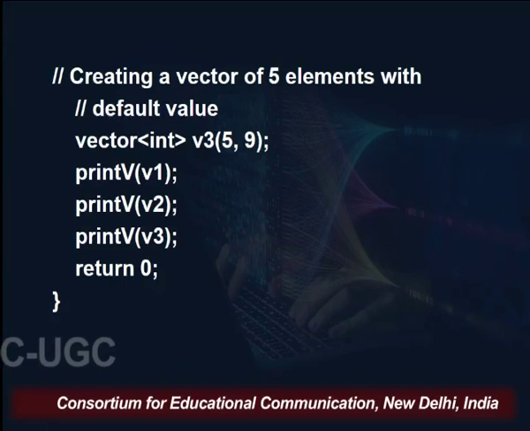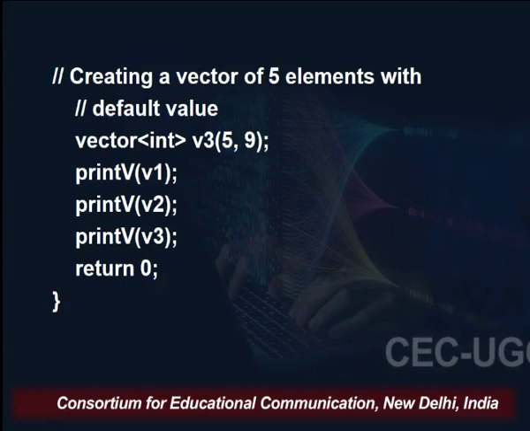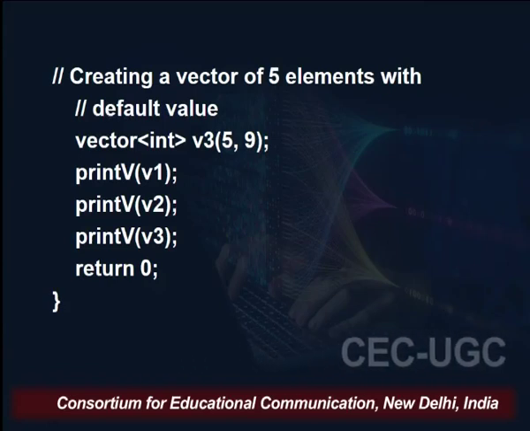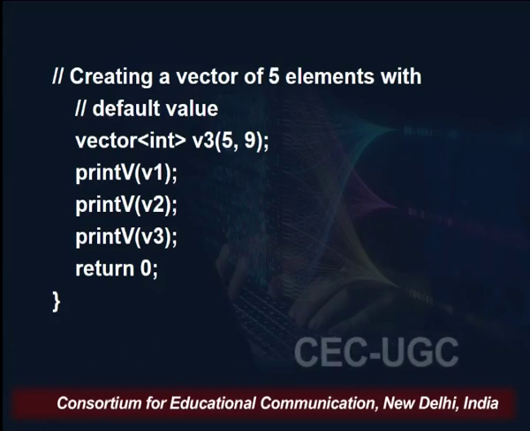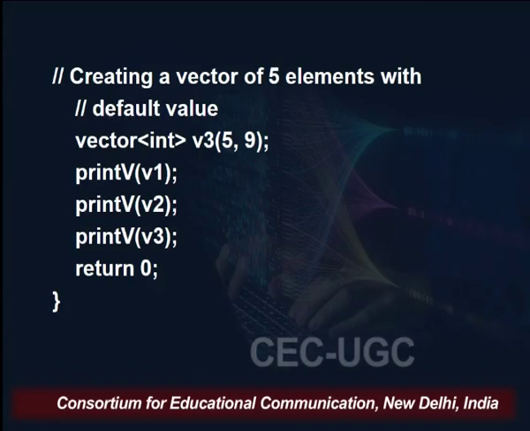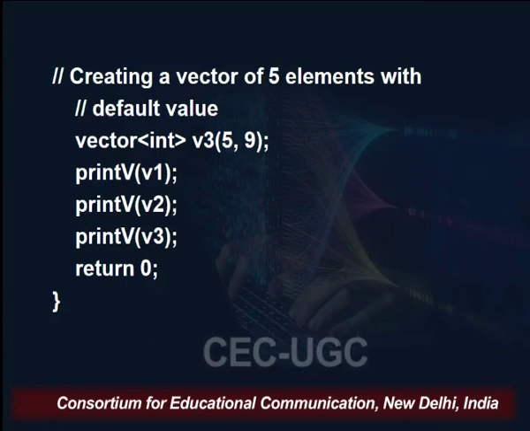Now one idea could be how to create a vector of 5 elements with a default value, that is also a possibility. So we have created another vector which is v3 in the form of vector int v3(5, 9). So 5 is the size, 9 is the default value, and this is also a way of creation. That means by default we are creating a vector, and we are initializing that with a common value for all the elements, and that common value for all the elements is nothing but 9.